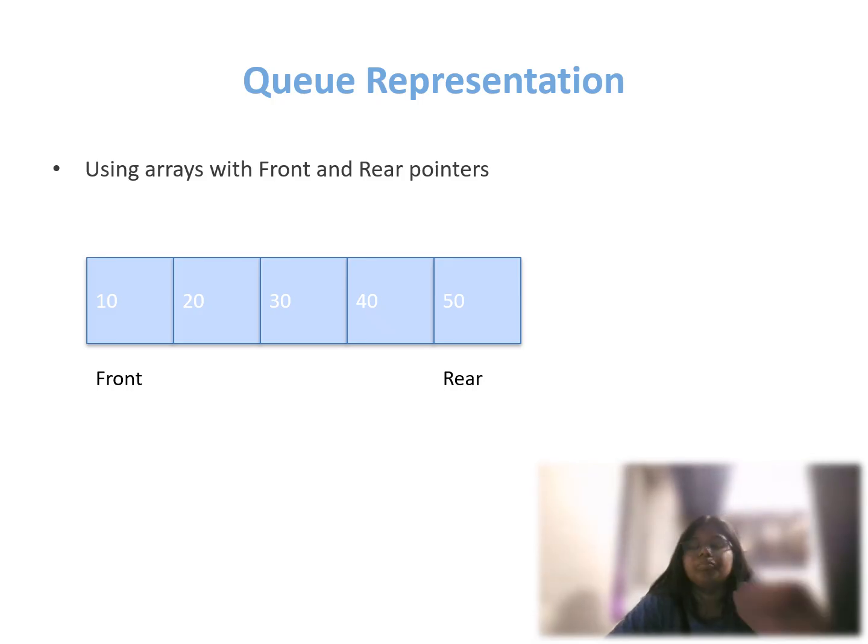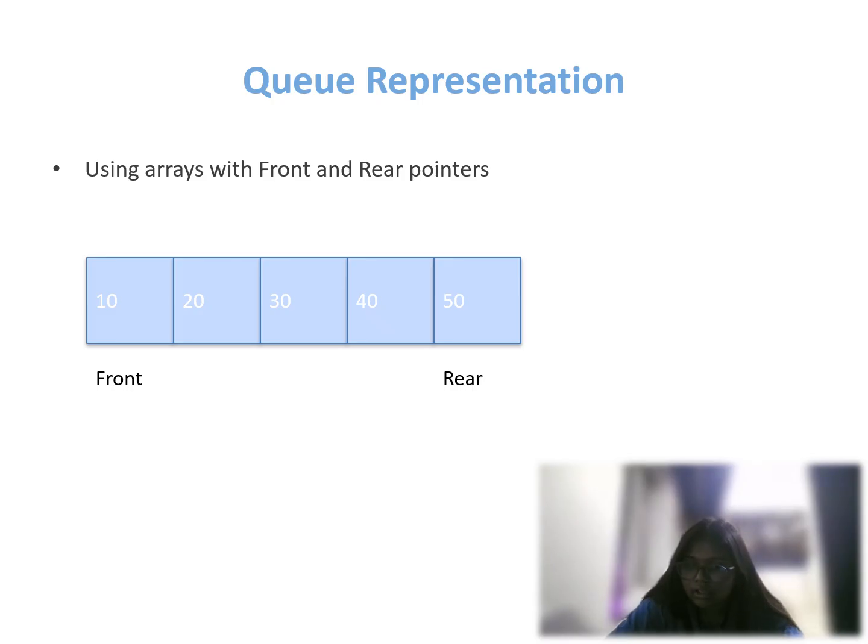Queue representation. A queue can be implemented using arrays. To manage the queue, we use two pointers called front and rear. Initially, both front and rear are set to -1, which indicates that the queue is empty, as in the beginning, the queue is empty. As elements are inserted and deleted, these pointers move accordingly.